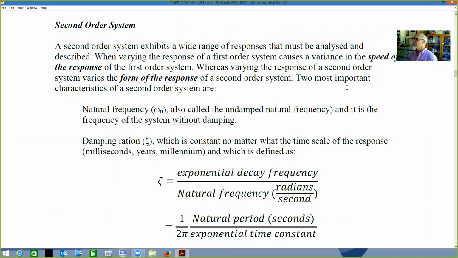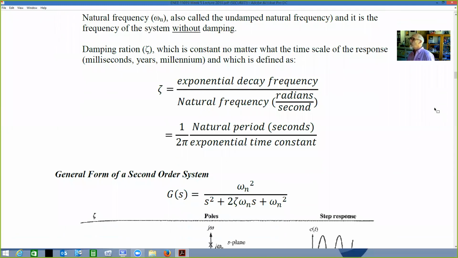Now, varying the parameter of a first order system causes a variance in the speed of the response, whereas varying the parameters of a second order system varies the form of the response. Two most important characteristics of a second order system are the natural frequency, omega n, which is also called the undamped natural frequency, and it's the frequency of the system without damping occurring, and also the damping ratio, which is constant no matter what the time scale of the response, whether it be milliseconds, years, whatever the case may be. And it's defined, as you can see, as the exponential decay frequency divided by the natural frequency, or 1 over 2 pi multiplied by the natural period divided by the exponential time constant.